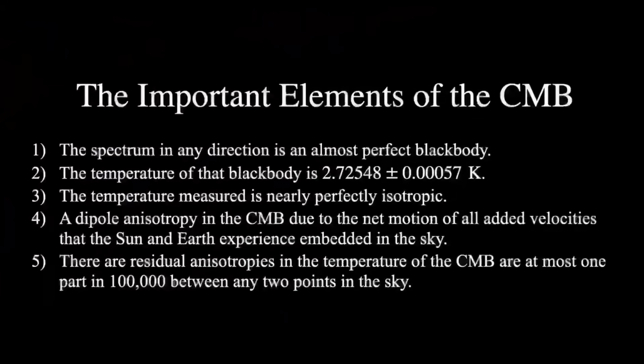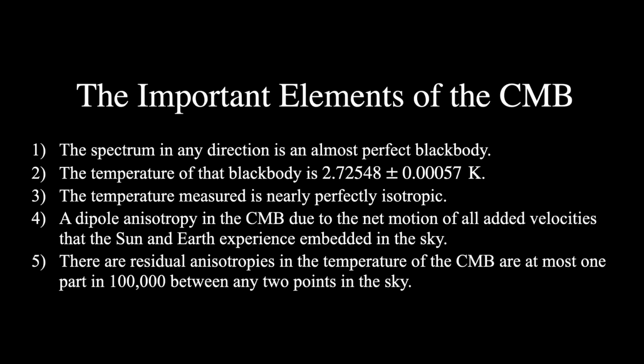Now that we've learned a little bit about the history of the cosmic microwave background and the observations that go to support the cosmic microwave background, let's summarize some of the most important elements about it. First, the spectrum that has been discovered in any direction is an almost perfect blackbody. Second, the temperature of that blackbody is exactly 2.72548 Kelvin, plus or minus 57 microkelvin. The temperature is measured to be nearly perfectly isotropic.